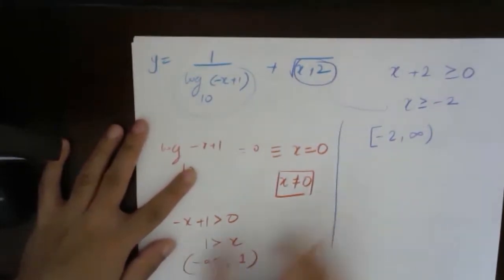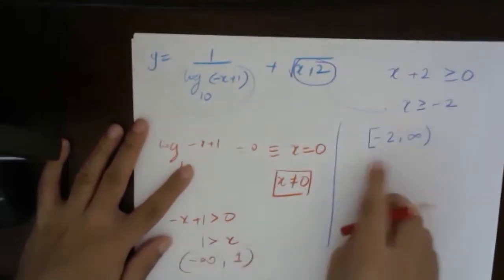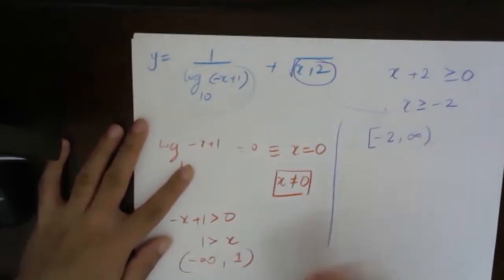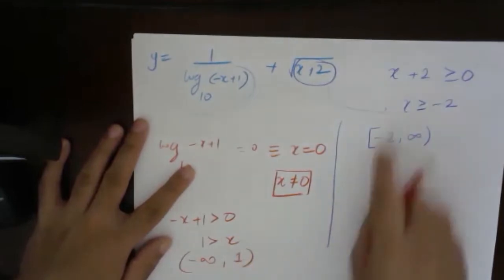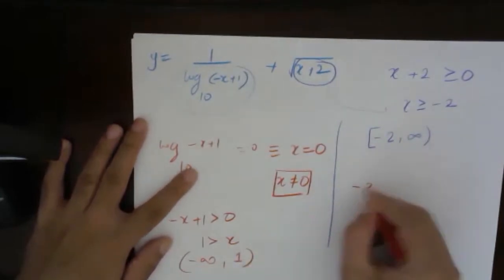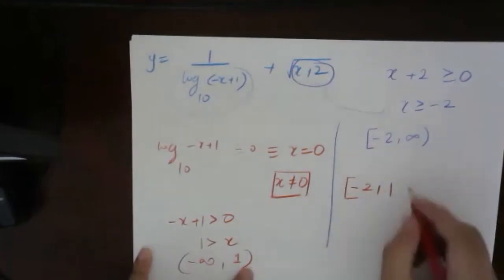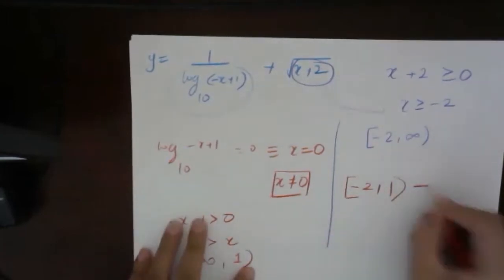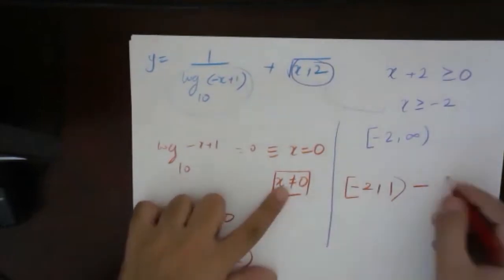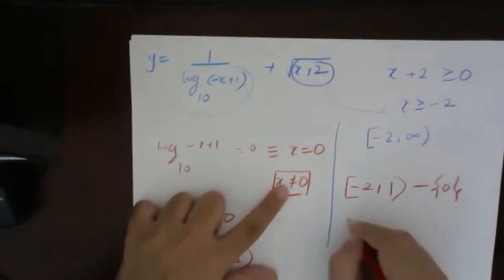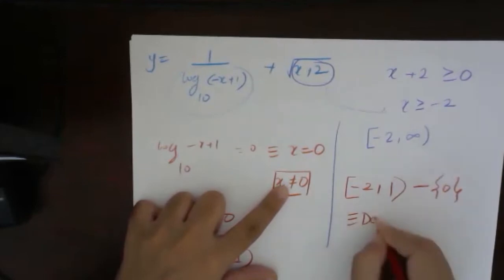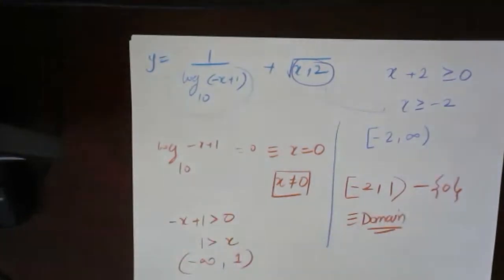So we will take the intersection of all these three, right? From this one we are getting minus 2 to infinity. From here we are getting minus infinity to 1. So the intersection of these two will be minus 2 to 1. Here minus 2 is included and 1 is excluded, right? Minus the one thing, which is x equal to 0. Okay, so this becomes the domain. Okay, let's check this one.